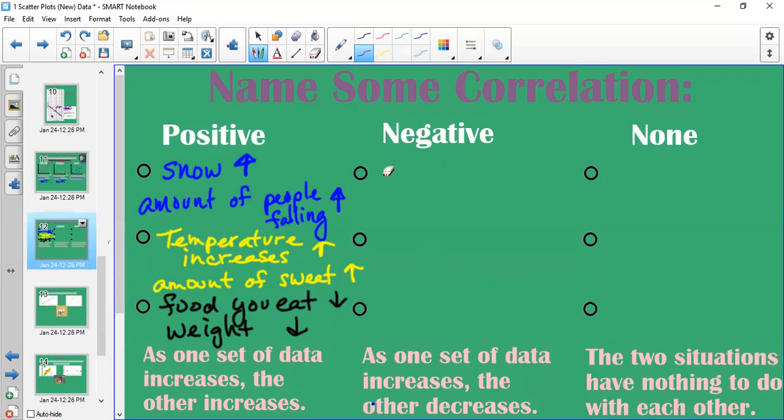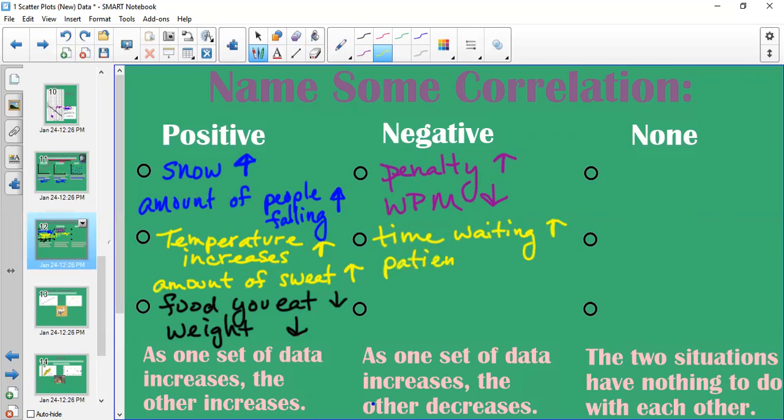I'm going to start with the one we did in class. So that was the penalty, the seconds that they had as a penalty. As their penalty increased, their words per minute should have decreased. We talked about waiting in line. So as the time spent waiting in line increases, somebody in class said that your patience decreases. I thought that was a really good one.